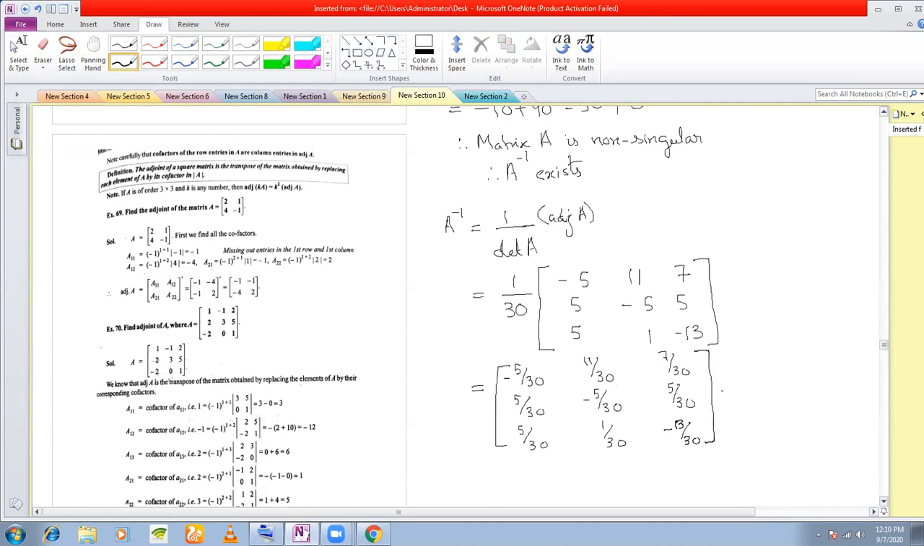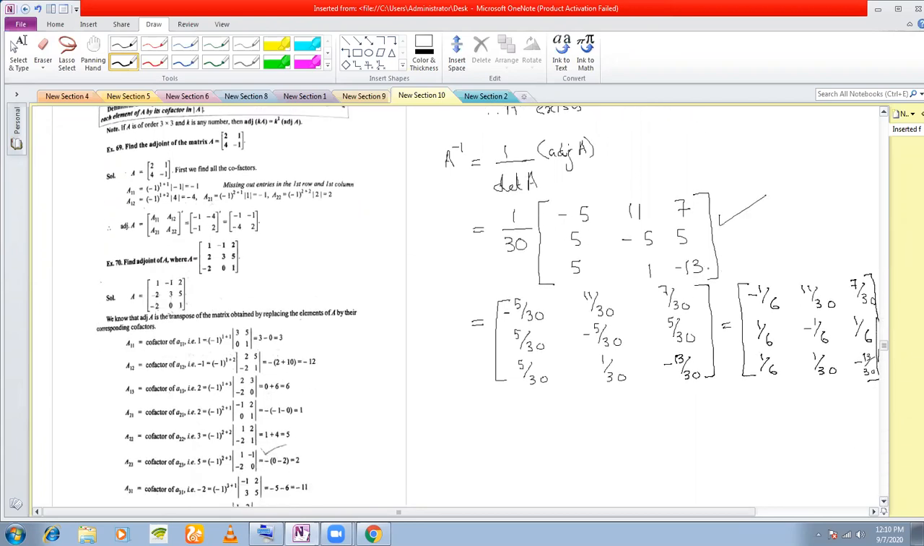And then you can cancel out. This will become minus 1 by 6, 11 by 30, 7 by 30; 1 by 6, minus 1 by 6, 1 by 6; 1 by 6, 1 by 30, minus 13 by 30. So this is our inverse. Mostly what we do is we leave it in this form.